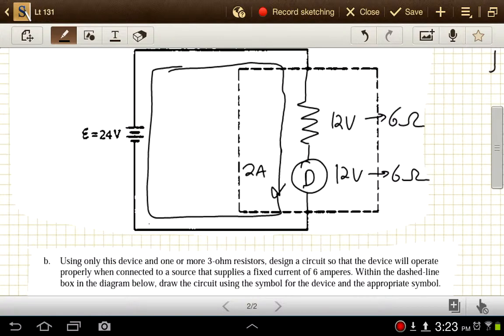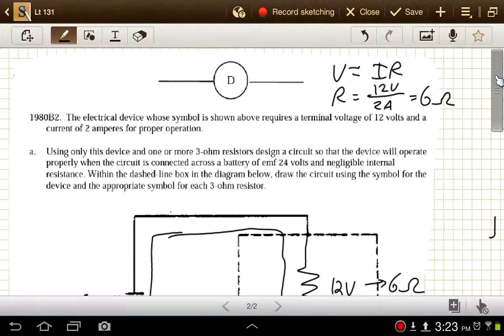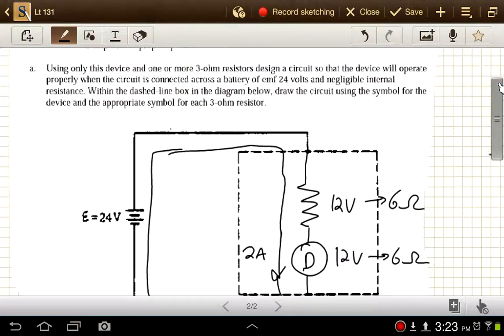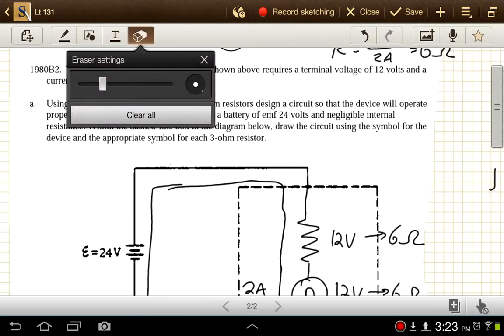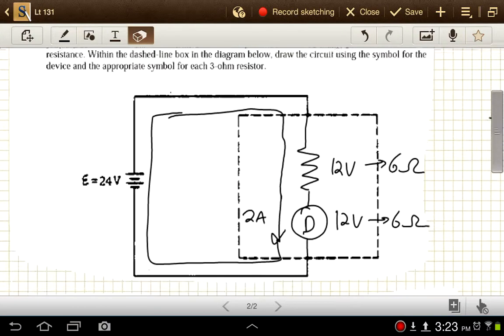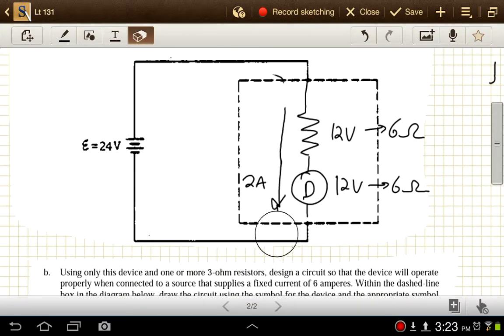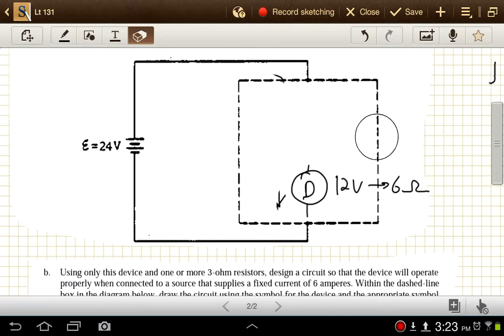It actually asks us to do this just with 3 ohm resistors, so let's get rid of what we wrote down here. Instead of that, keep it neat and tidy for our responses to the AP questions. We need to have a 3 ohm and another 3 ohm there. There we go, that'll do the trick.